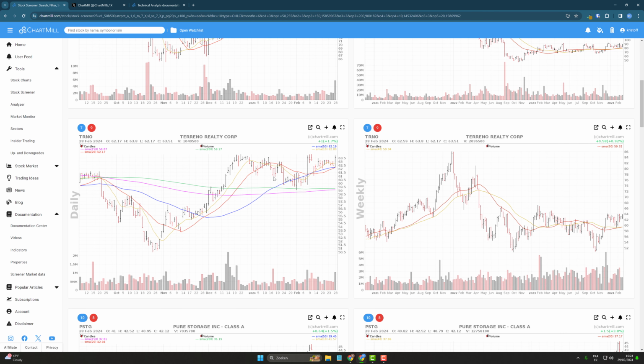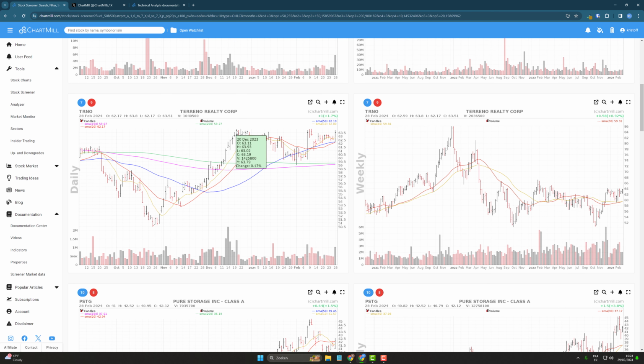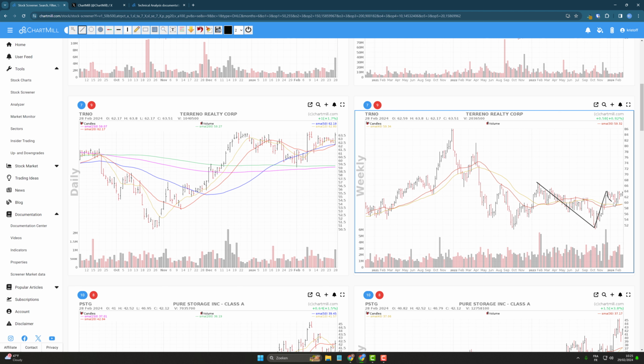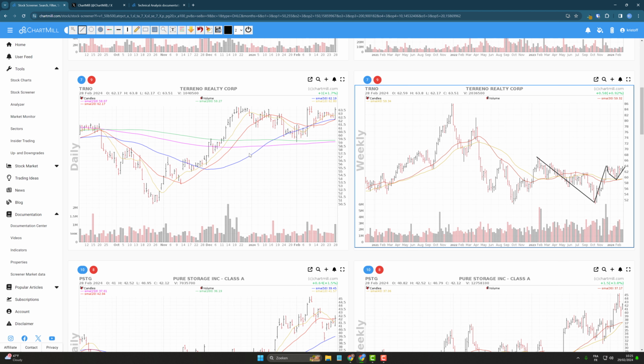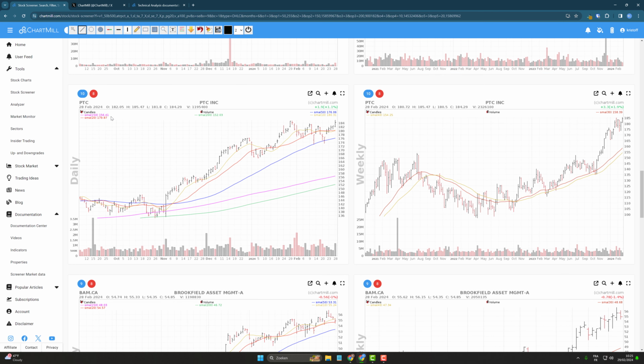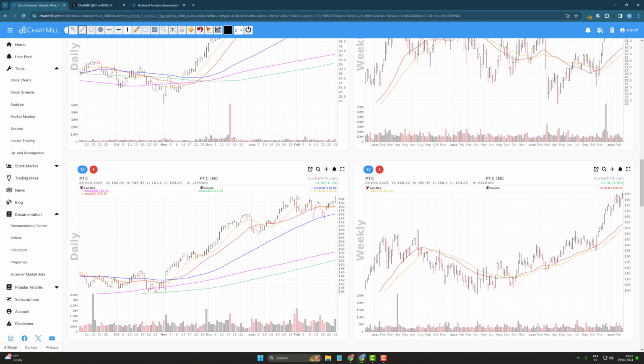TRNO, again, a very nice setup, I have to say. Strong price action, and also on the weekly chart it seems like a cup and handle formation, sort of low cheat. So it can break out above this high, above this pivot. That's a low risk entry. Yeah, it's a nice setup. PTC, again on the verge of a breakout, very strong up move on the weekly chart, bullish flag pattern, ready to break out.